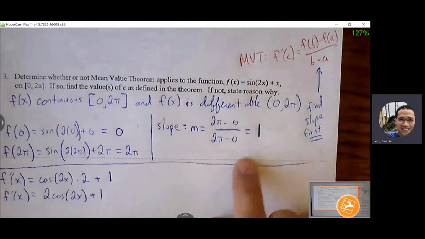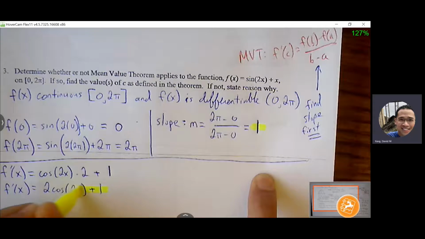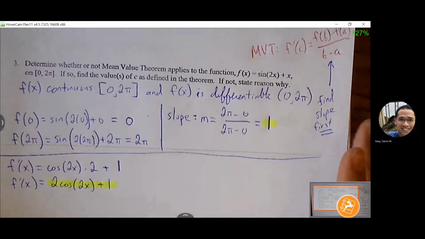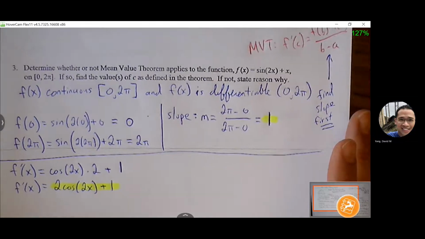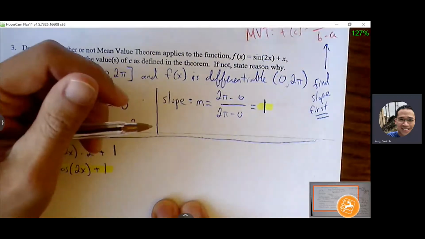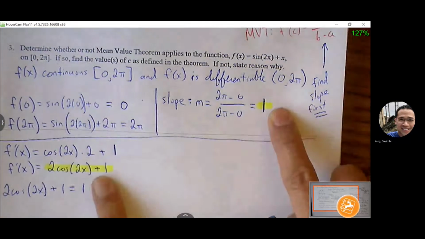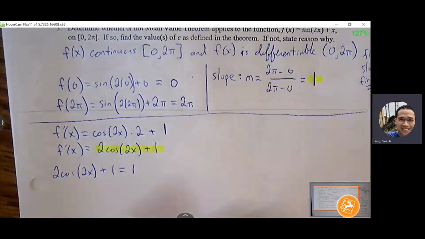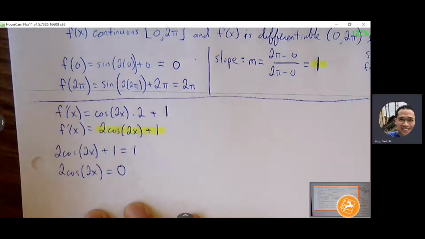And now we can move on with our mean value theorem, right? We have our slope, we have our derivative, and now we'll set them equal to each other. Okay, we'll set them equal to each other here. All right, so now if we solve for x, we can find locations on the curve where there's a slope of 1. Subtract 1 from both sides, we get 0. Divide both sides by 2.